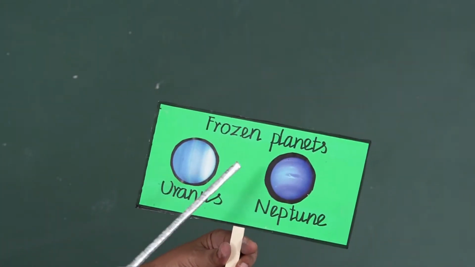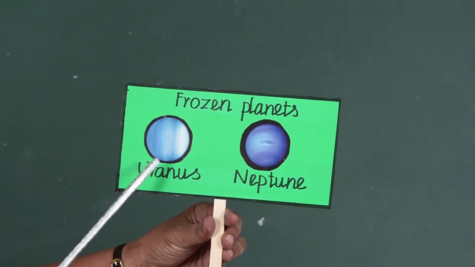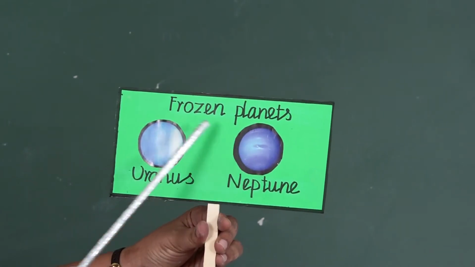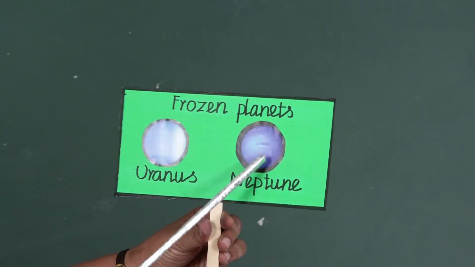The next one is about frozen planets. What are called frozen planets? The planets which are filled with ice are called frozen planets. Example for this: Uranus and Neptune.